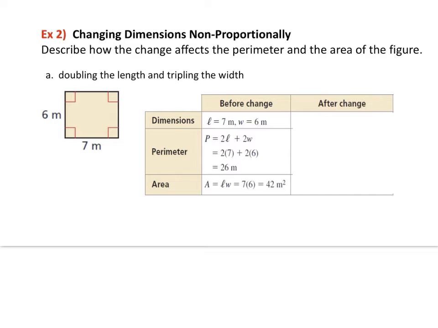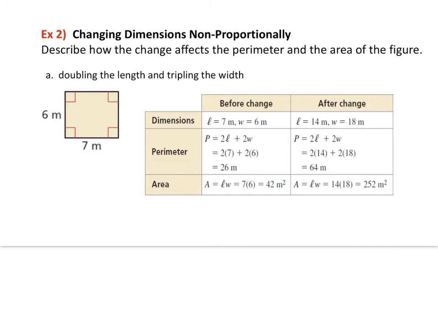So let's see what happens after the change. We're tripling the length, so now it's 14. Sorry, doubling the length, so now it's 14. Tripling the width, which is now 18. So plug in your numbers to get your perimeter, 64 meters. Plugging in our numbers to get our area.